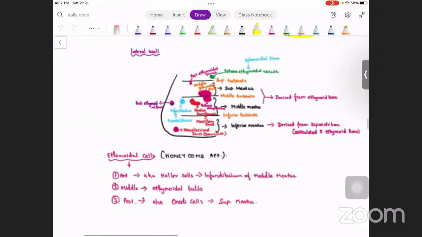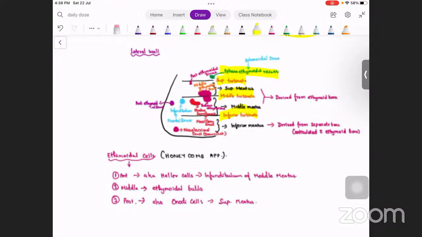Speaking about the lateral wall, it gives rise to superior turbinate, middle turbinate, and inferior turbinate. And above the superior turbinate, you have a spheno-ethmoidal recess where the sphenoidal sinus drains. So where does the sphenoidal sinus drain? On the spheno-ethmoidal recess, and on the superior meatus, we have the posterior ethmoidal sinus and middle ethmoidal sinus.